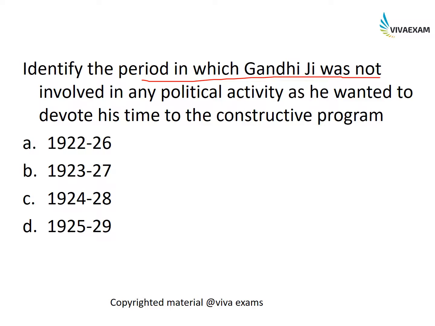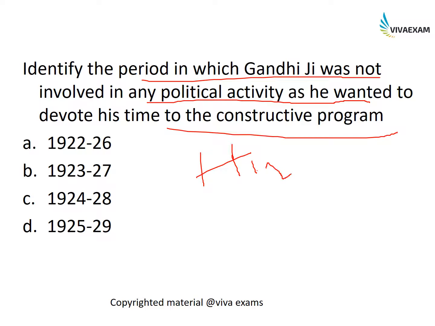Identify the period in which Gandhiji was not involved in any political activity as he wanted. So Gandhiji had become frustrated. He had understood that in India, Swaraj cannot be attained till there was Hindu-Muslim unity. So he said, I would leave the political background and work on a constructive program. So he left for a period of 1924 to 28. Of course, that is what is being asked. So the answer is 1924 to 1928. And this was after his release from prison in 1924 because he was sick.